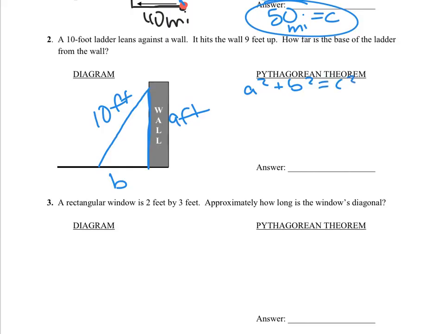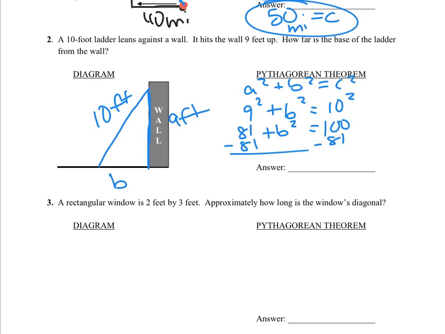The length of one of my legs is 9 feet. The length of my other leg is the unknown. And the length of the hypotenuse is 10 squared. So 9 squared, that's 81, plus b squared equals, what's 10 squared? 10 squared is 100. Subtract 81 from both sides, and I get b squared equals 19.